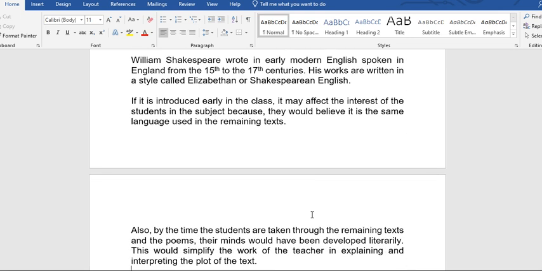Also, by the time the students are taken through the remaining texts and the poems, their minds will have been developed literarily. This will simplify the work of the teacher in explaining and interpreting the plots of the text. Their minds will have been developed, at least to understand William Shakespeare by the time they are reading it in the class. So, these are some of the points that can be considered by a literature teacher in choosing the literature text for our students.